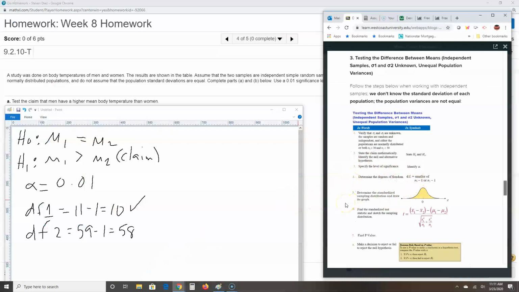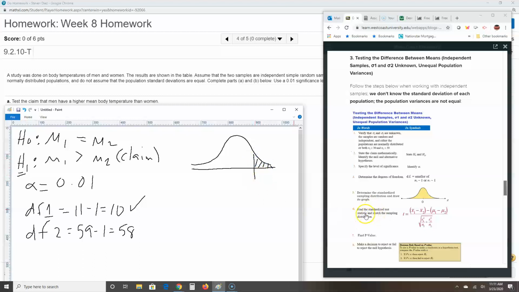Step 5, I'm going to do the picture, the bell-shaped curve. Okay, so here is the bell shape. I need to shade a tail. One tail or two tails? Who decides that? H1. And because H1 has a greater than symbol, that means pointing to the right. I'm shading the right tail. So this is what I'm shading. All right, and that's step 5.